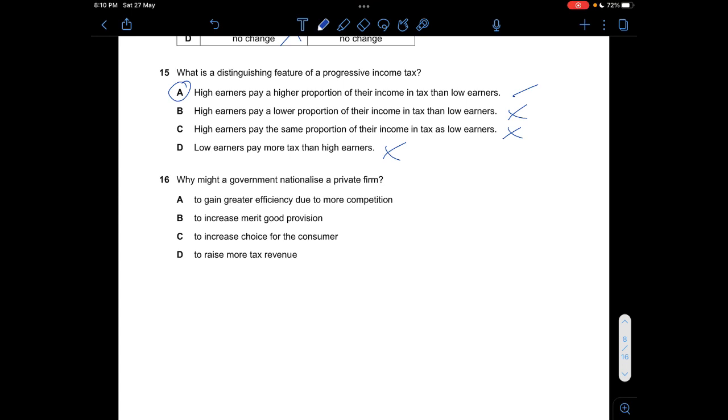Question 16, why might the government nationalize a private firm? The reason would be to increase merit good provision, and allow the goods to be at a cheaper price. A says to gain greater efficiency, which is wrong because if you nationalize a private firm, then technically there should only be one company. B says to increase merit good provision, which is correct. C says to increase choices, nope. D says to raise more tax revenue, which is not correct. So answer is B.